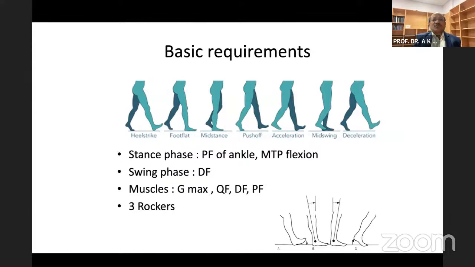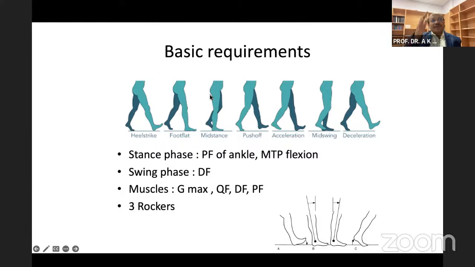Not only that, there is another important muscle, the gluteus maximus. So in the mid stance phase, these three antigravity muscles are working. What are those, to carry the whole of the body weight on a single limb? The first one is the gastrosoleus, that will maintain the plantigrade foot. Next one is the quadriceps, that will keep the knee extended. And the gluteus maximus will maintain the hip extended.